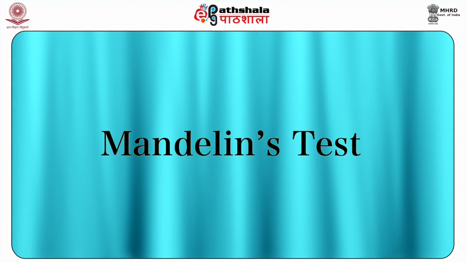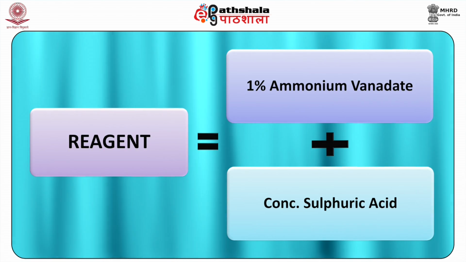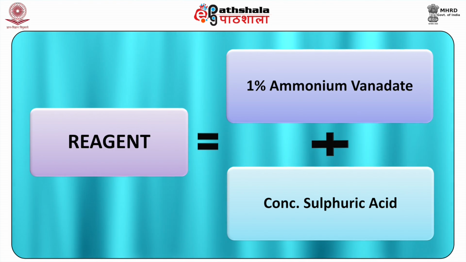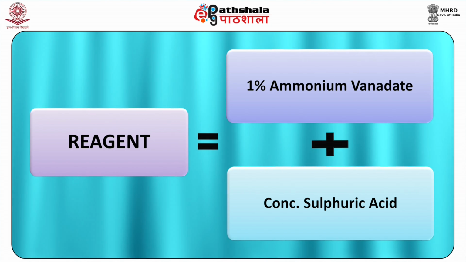Next comes the Mandelin's test. For preparation of reagent, we have 1% solution of ammonium vanadate added to concentrated sulfuric acid. This test is performed for the detection of ergot alkaloids. To a portion of the dried residue of the extract, 1 drop of reagent is added. A purple-brown color develops indicating the presence of ergot alkaloids.